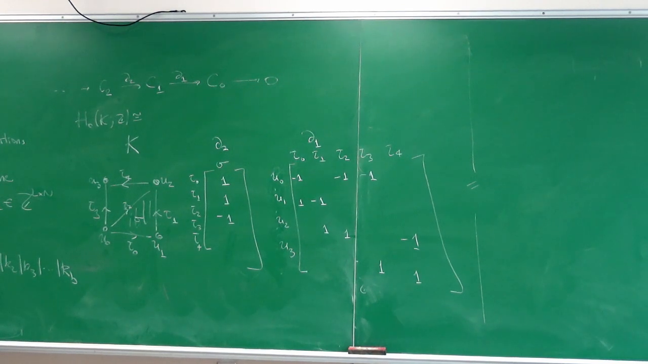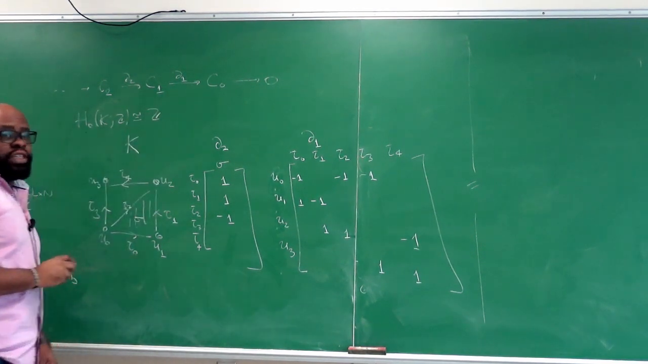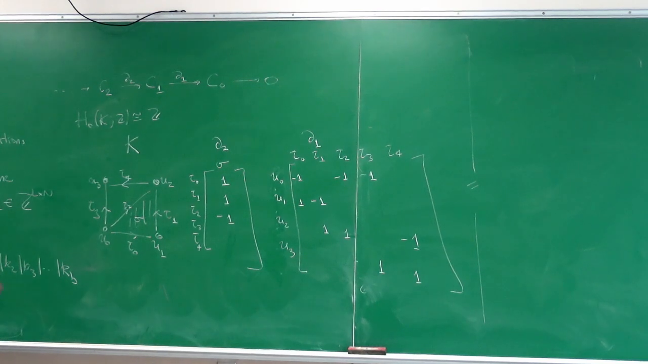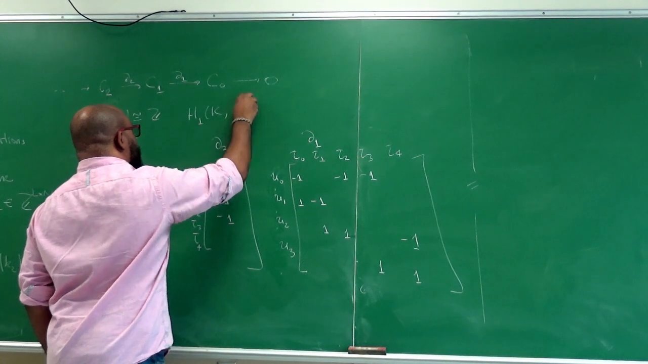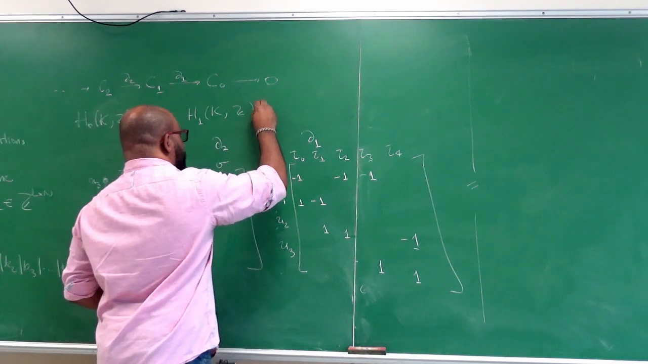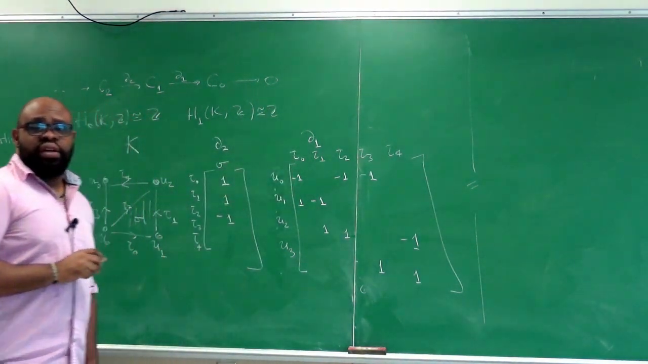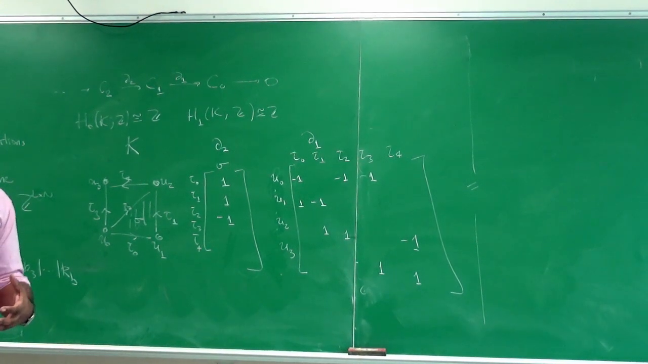So remember that H0 is the number of path connected components, right? So it has only one connected component, so it should be just one copy of Z. H1 is looking for one-dimensional holes in the space. So there's one here, so we should see Z. And the other one should be 0, because there are no other higher-dimensional holes, correct?